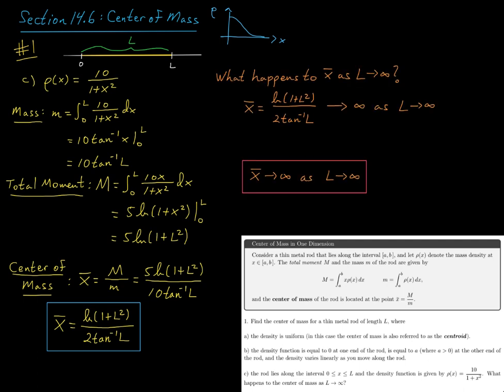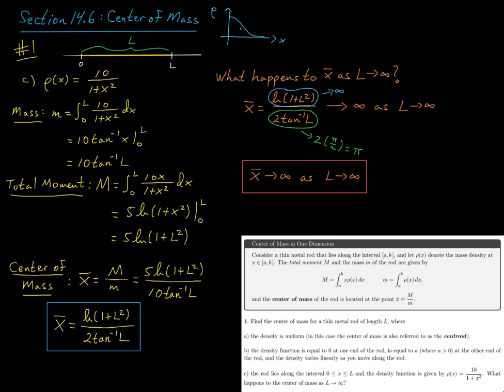And so now, to address this question, what happens to our center of mass x bar as we let the length of the rod approach infinity? Well, I claim that it approaches infinity as well. And to see why, as we let L get big, the log will approach infinity, whereas the arctan in the denominator is going to approach pi over 2, and we're doubling that. So this denominator is going to approach pi. So this entire ratio would approach infinity as we let the length of the rod approach infinity.